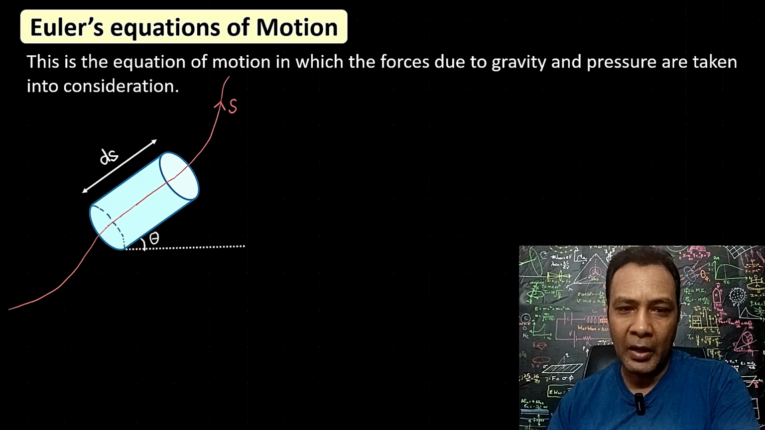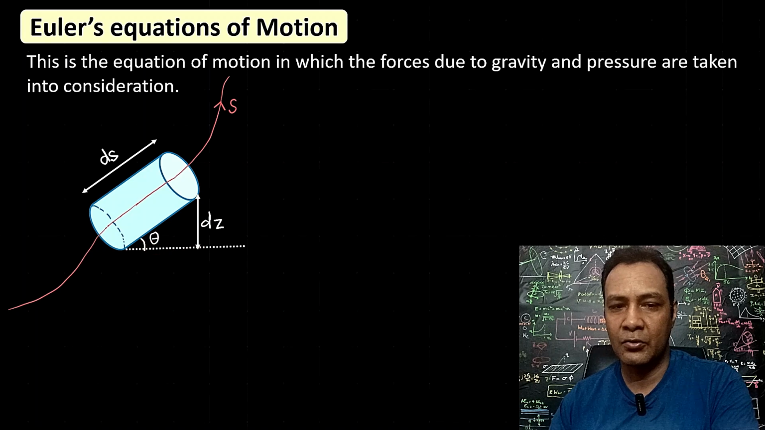The height of this element from this end to this end, this is a very small element, suppose this height is dz. So obviously you can see that this is ds, this is dz, this is theta, so dz is equal to ds sin theta. That's number one.